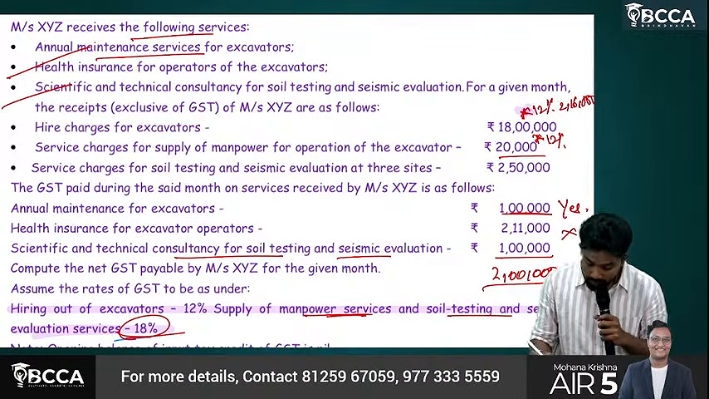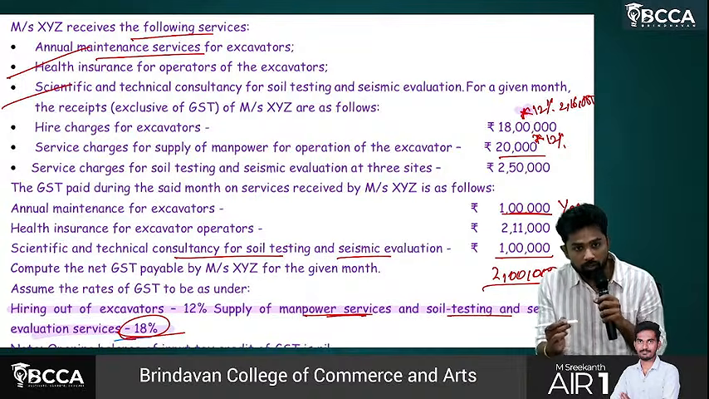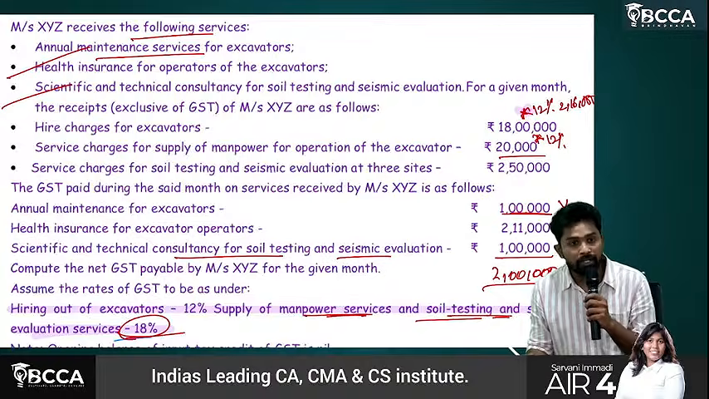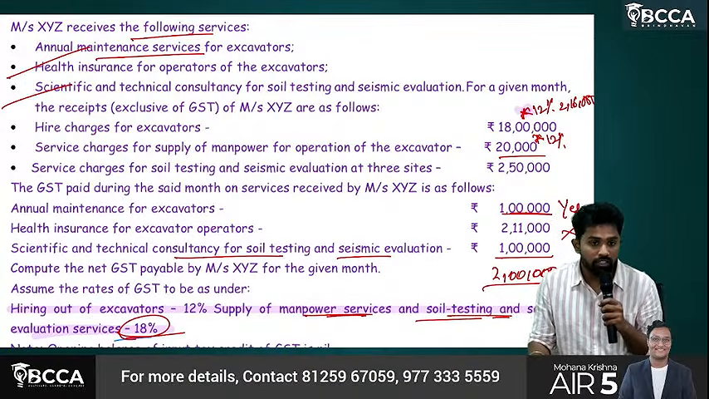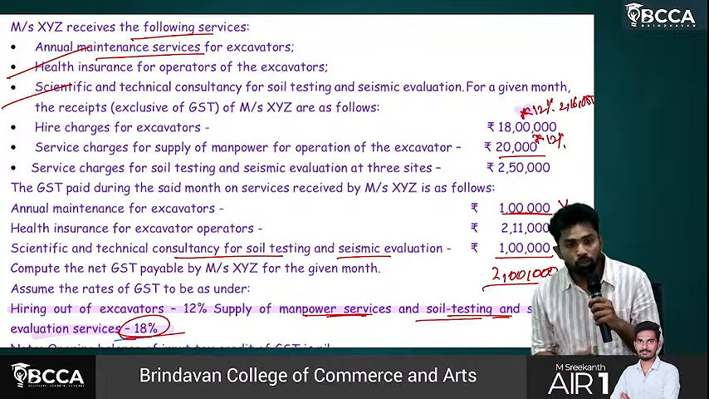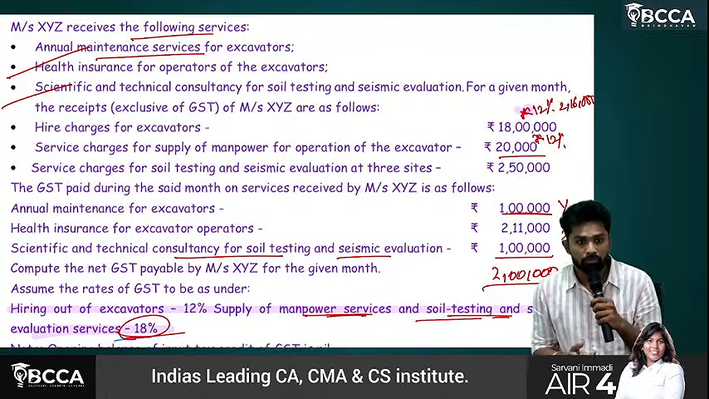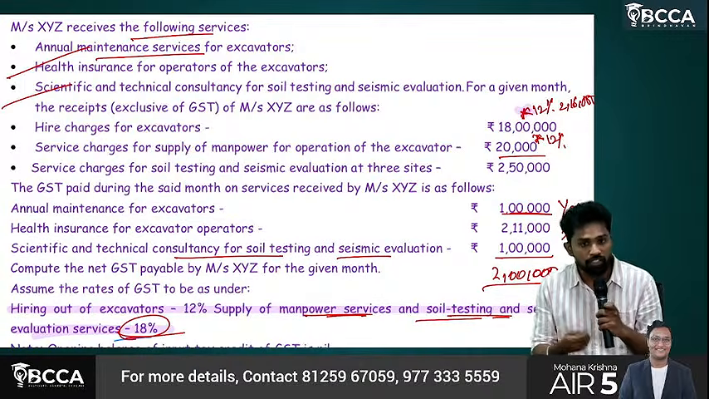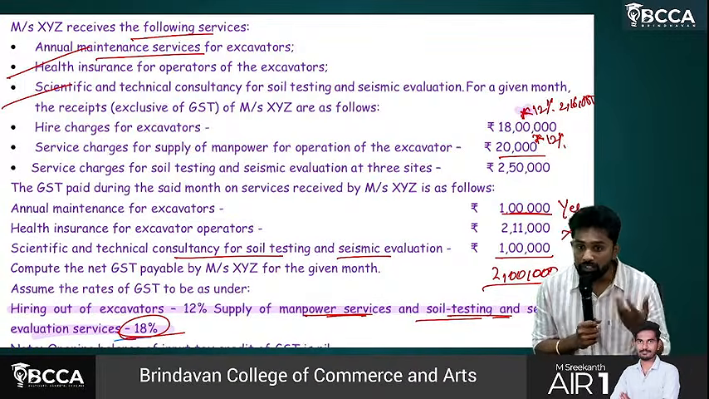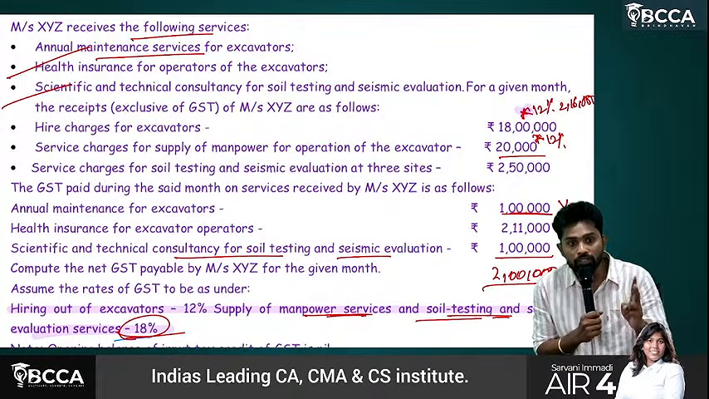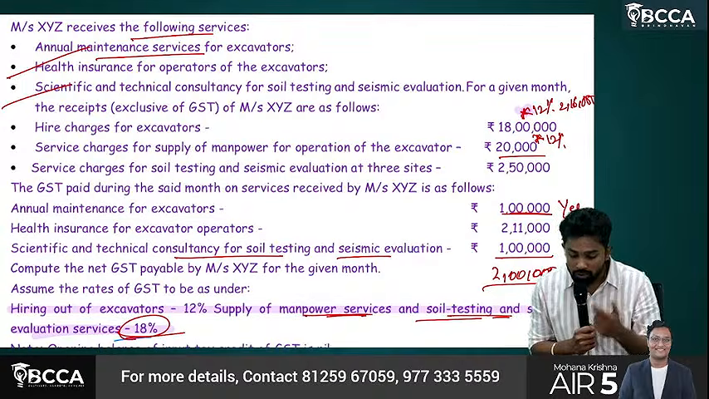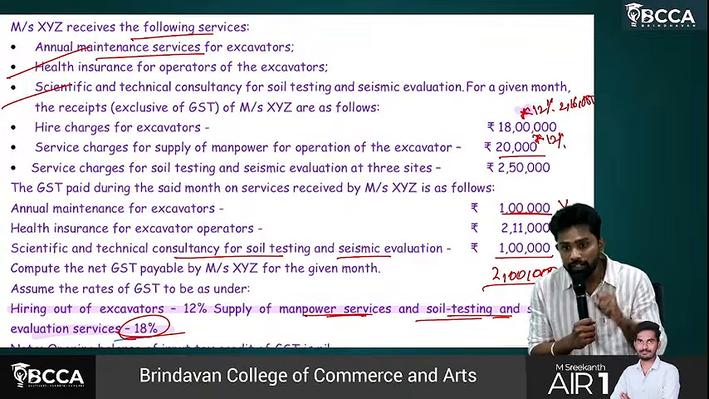But, sir, most of the people will do wrong only here. Why? Because they are given separately a tax rate of 18 percent. But the logic we have to understand is that usually nobody will send an excavator alone, because an excavator is not something easy to operate. So along with the excavator, they even provide manpower also. So both are naturally bundled. So it becomes a composite supply. So the 18 lakhs and 20,000, both are composite supply.